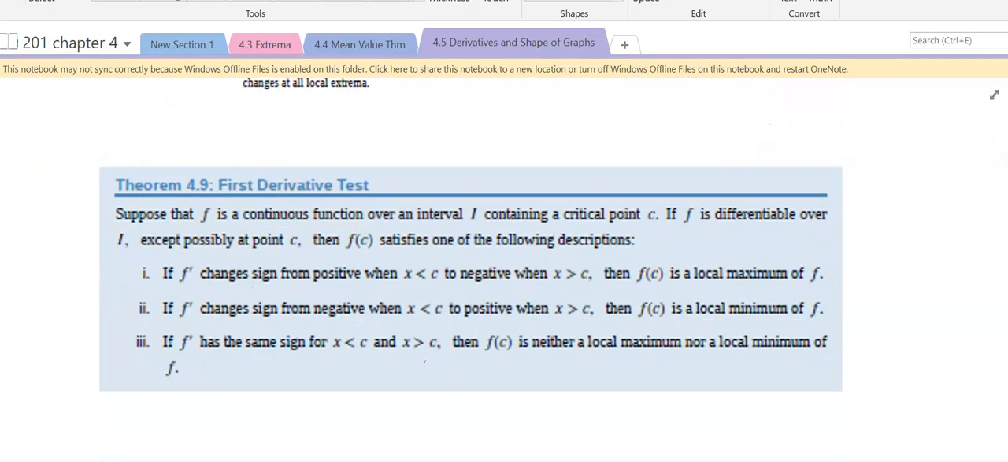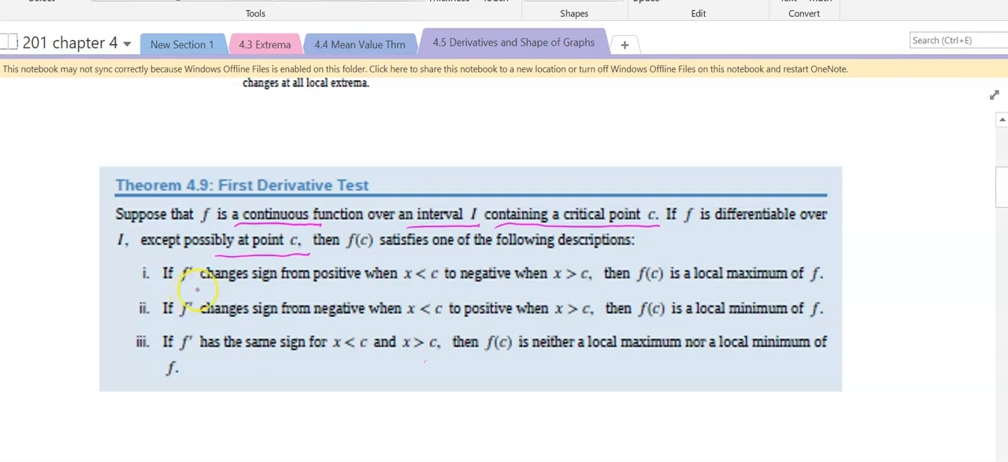This is the statement of the first derivative test. Notice that it does have a condition. The condition is that the function is continuous over the interval I and that I contains a critical point C. This corresponds to having a continuous function over its domain and having critical points within that domain. Now, provided that the function is differentiable over the interval, except maybe at C, where it could have a corner, a cusp, or a vertical tangent line, we can draw the following conclusions.